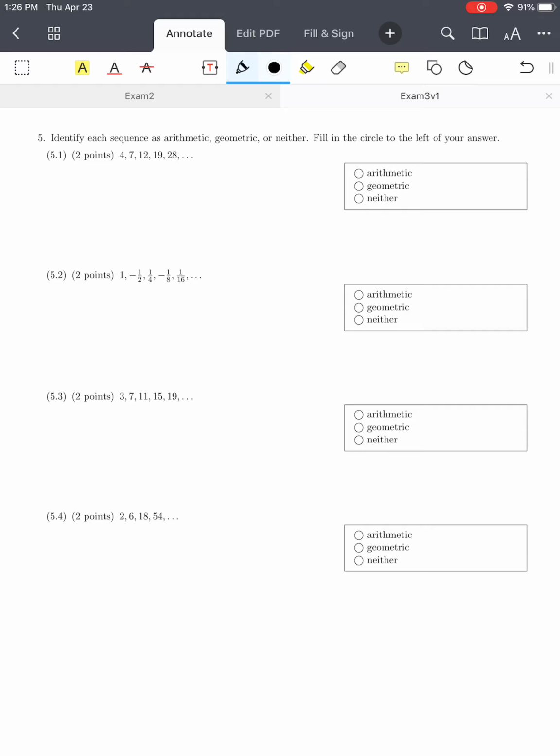So if there's a common difference, then we're adding the same number between them. So to get from 4 to 7, that's plus 3. To get from 7 to 12, that's plus 5. So that means it's not arithmetic.